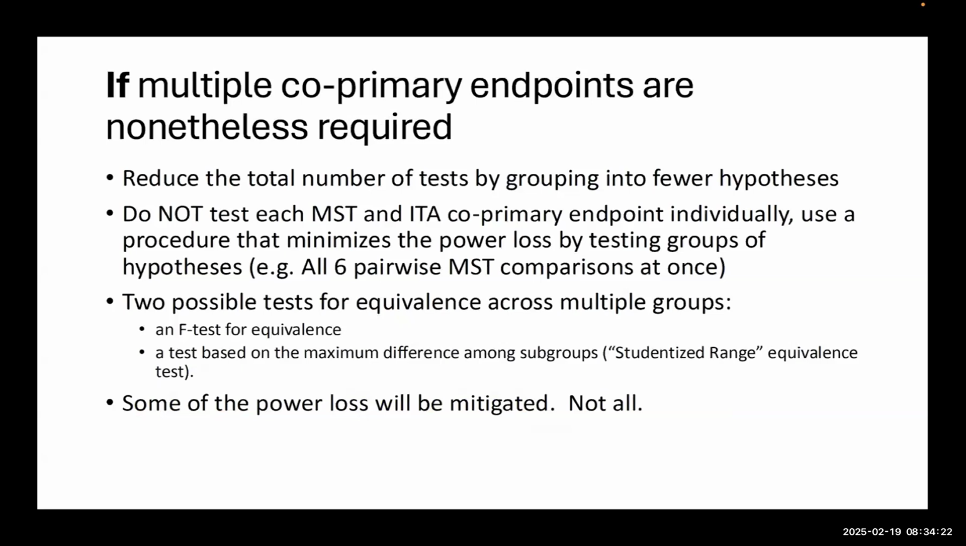One more point: if you are insisting that we still need to use multiple co-primary endpoints, there are better ways to test them than one at a time. One recommendation is to group them into sets that make sense and test those groups all at once. So for example, instead of requiring each MST and ITA co-primary endpoint to be tested individually, we could group them together. For example, do all 6 pairwise MST comparisons with one statistical test. That would mitigate the power loss. You would gain some of it back, not all, but some.